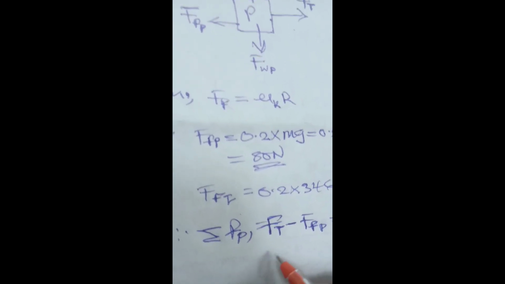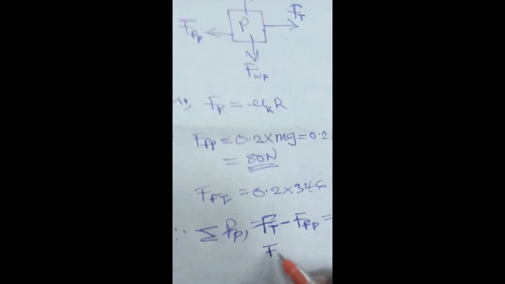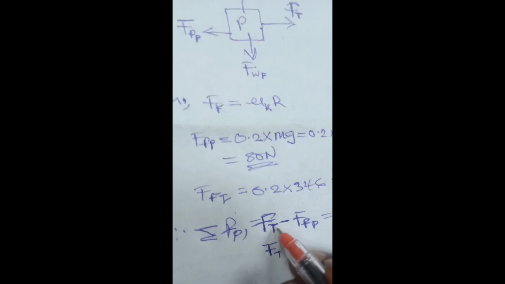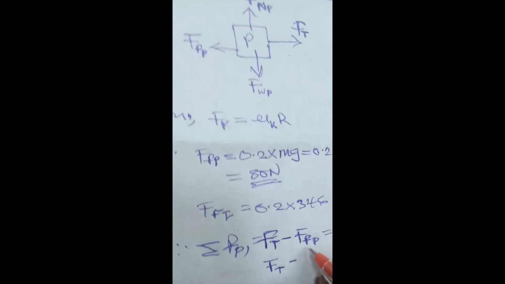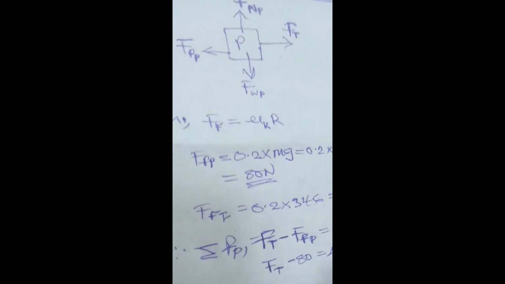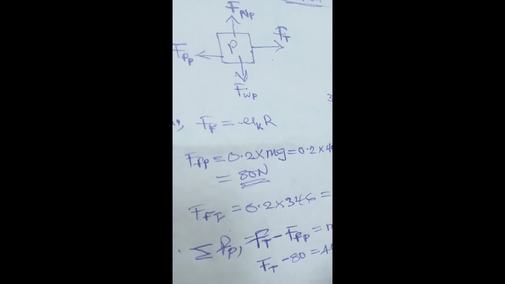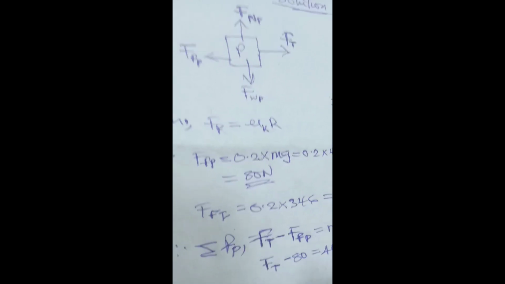So what's the value of this friction? The force of tension is unknown, and the value of the friction is calculated. Friction opposing movement in P is calculated to be 80 Newton, so F T minus 80 equals 40A. You don't know the acceleration, so let's have this to be equation 1.